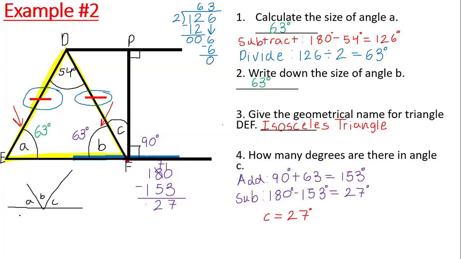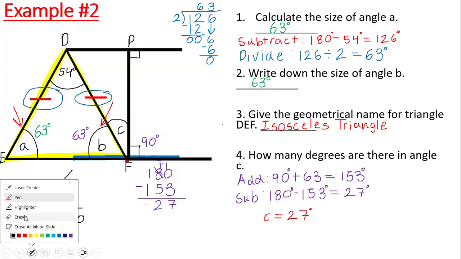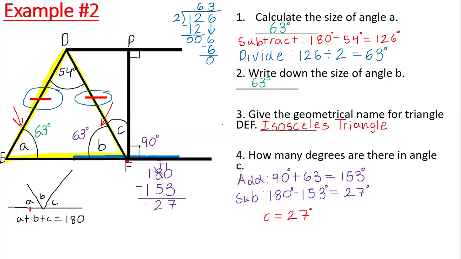So A plus B plus C must add up to 180 degrees. Do you hear me, Kaylee? Yes, sir. So since they must add up to 180 degrees, then that means that 63, which is B, C, and 90, all these must add up to 180 degrees. You understand that?